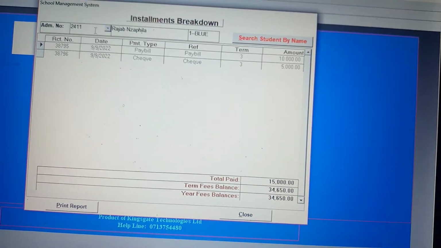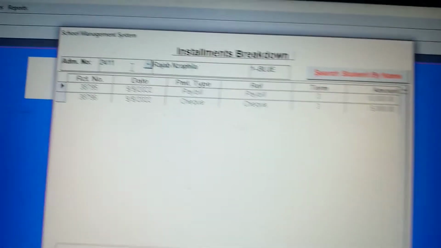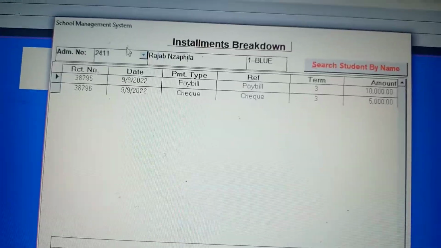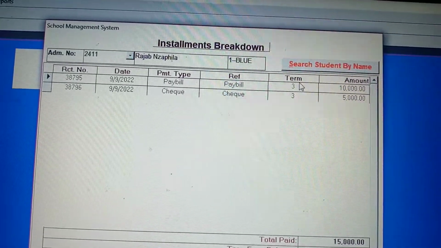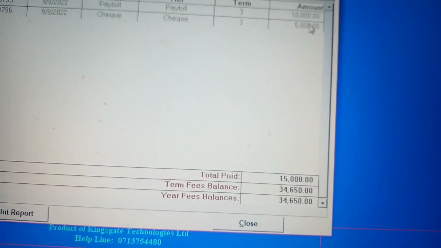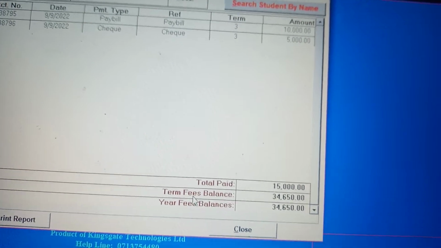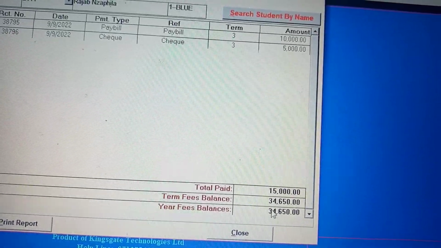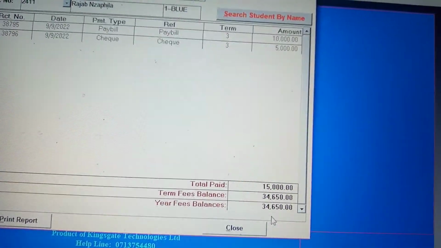receipt number 38,795 on this date, and he paid through paybill. The first one was through paybill, and the reference is paybill. It is term 3, and this is 10,000, and he also paid 5,000 on the same date. The final account is here. Total paid 15,000. This term fees balance is 34,650, and the year fees balance is 34,650.